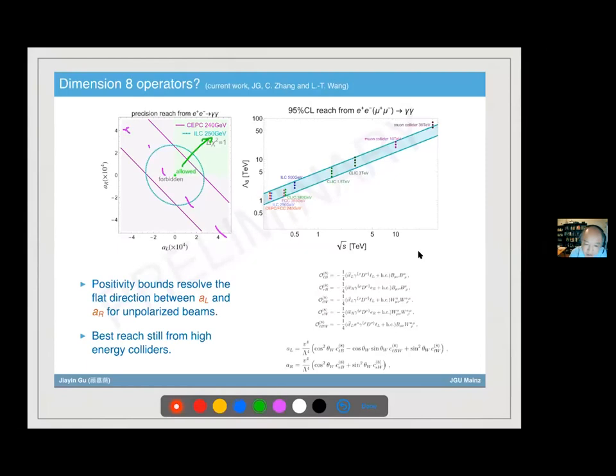And of course, like any other higher dimension operator, the probing power grows with the energy of the lepton collider. Okay, so again, the paper is coming soon. I don't have time to go through all the details.